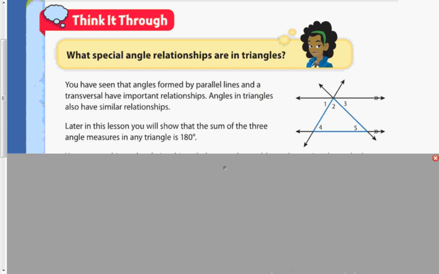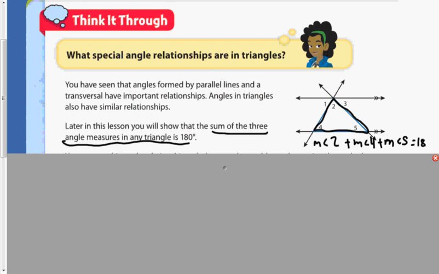the sum of the three angles in any triangle is 180 degrees. It's going to come up later, but I want to talk about that now. If you have a triangle here, the three angles inside, so in this case, we would say the measure of angle 2 plus the measure of angle 4 plus the measure of angle 5 all add up to equal 180 degrees. And that'll happen for every single triangle.